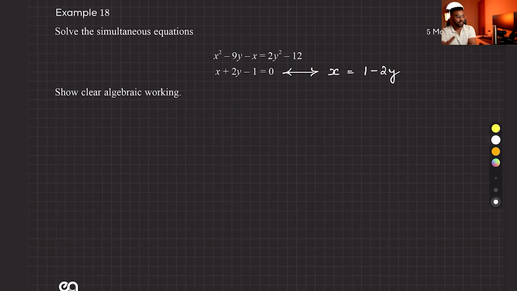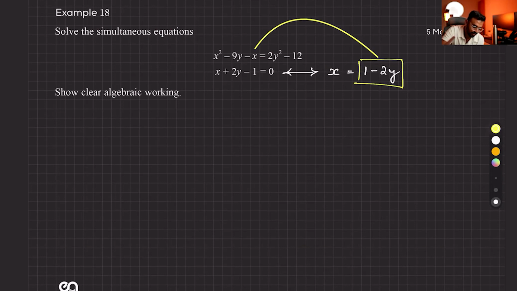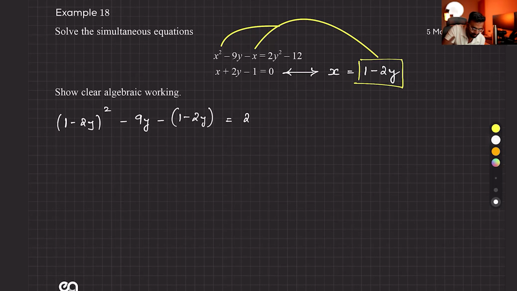The 1 went to the other side and the 2y went to the other side. Both of them changed signs. And now I'm going to replace this instead of that x over there and that x over there. Both. So once you replace it, I'm going to write it here. That would be (1 minus 2y) the whole squared minus 9y minus (1 minus 2y) equals 2y squared minus 12. Just replacement. Any problems?